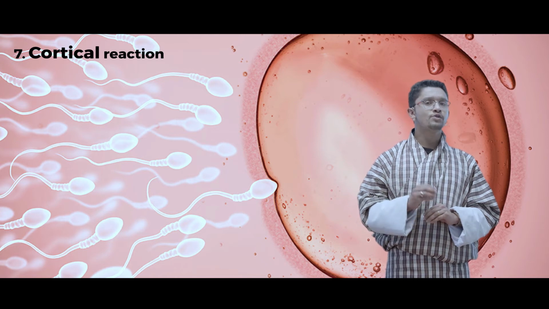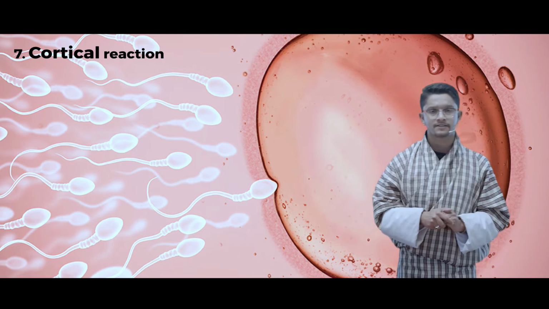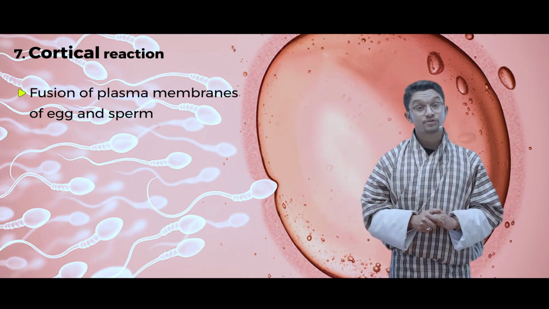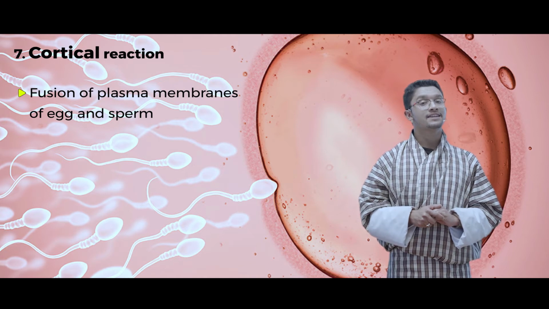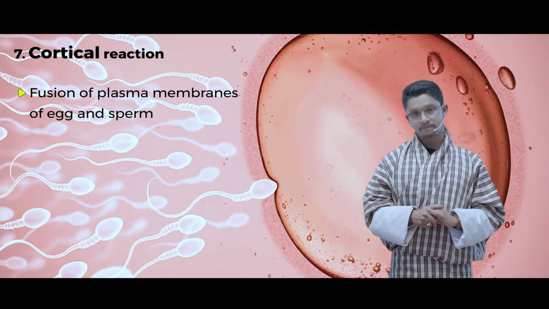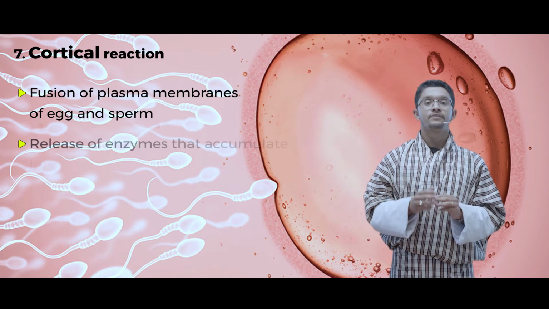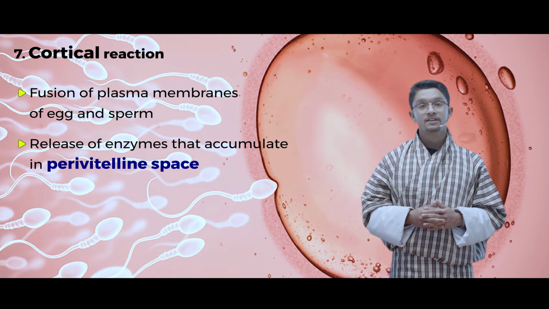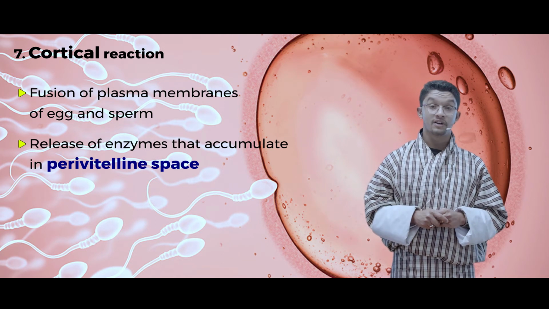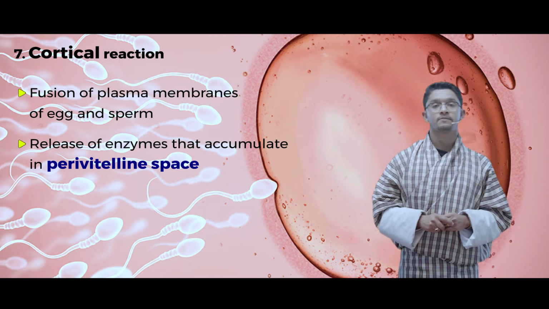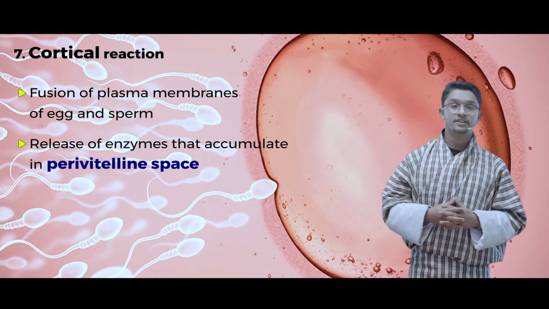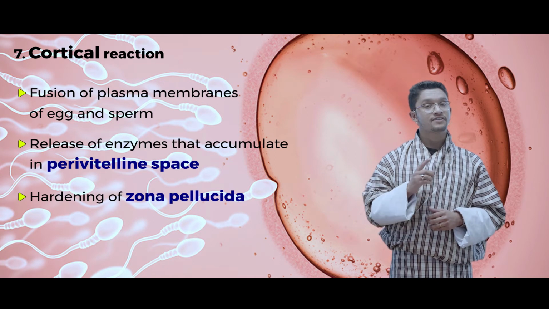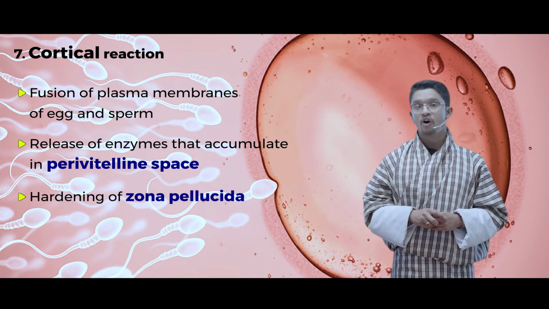So once the fusion of the plasma membrane of the sperm cell and the ovum occurs, the cortical granules will move towards the plasma membrane and fuse with it. When they fuse, the enzymes present inside them are deposited in the space which we call the perivitelline space. These enzymes are really important because once the sperm has fused, they will cause hardening of the zona pellucida.